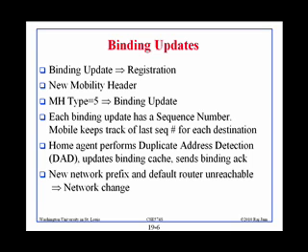Home agent performs duplicate address detection, updates the binding cache, and sends the binding ACK. So basically, you send that, okay, here I am, and then the home agent will make sure that this address is not a duplicate address, in the sense that somebody with that address is not already present in the local network.